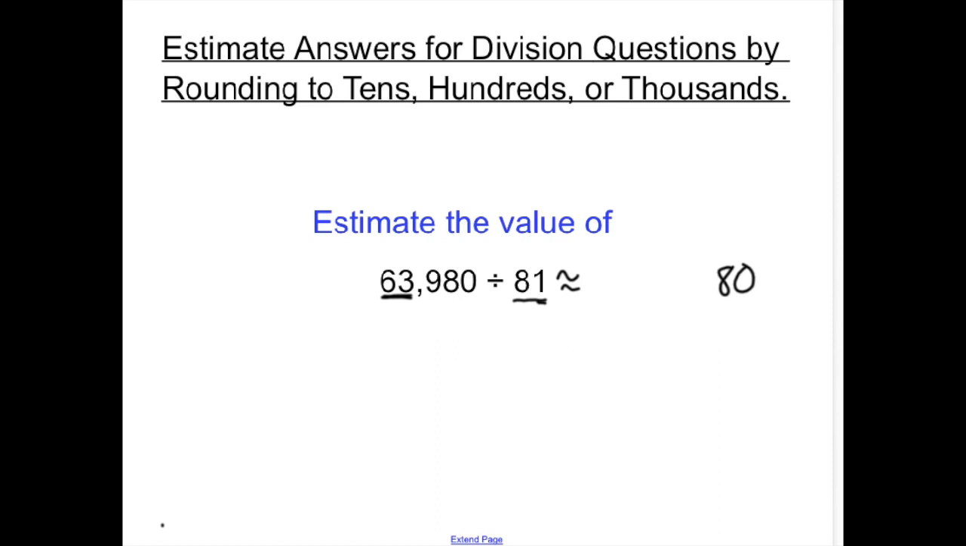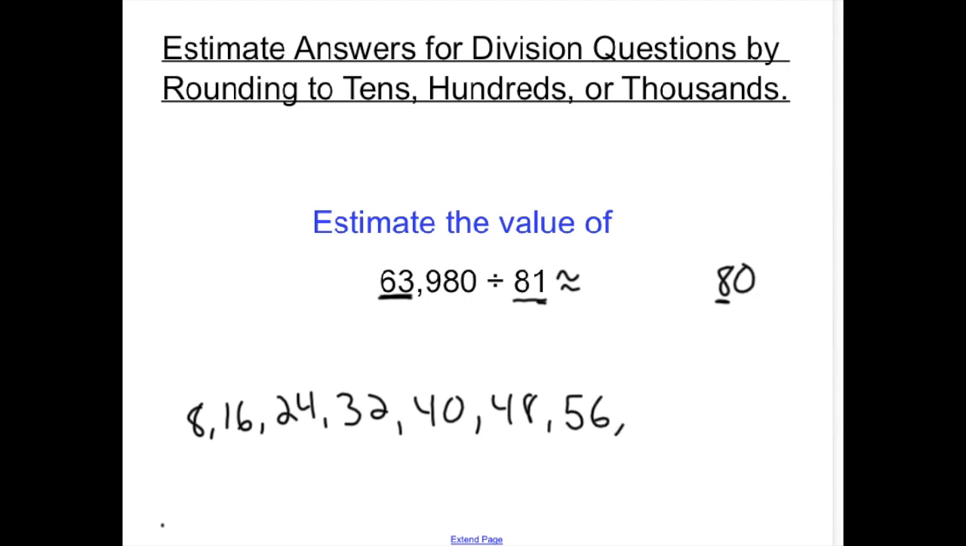Now that we've estimated the divisor to 80 and we have an 8 in our divisor, we have to find a multiple of 8 that is closest to 63. So I'm going to go ahead and list all of my multiples of 8 to see which one is closest to 63. And I'm going to see that 64 is very, very close. So I'm going to estimate my dividend to 64,000.